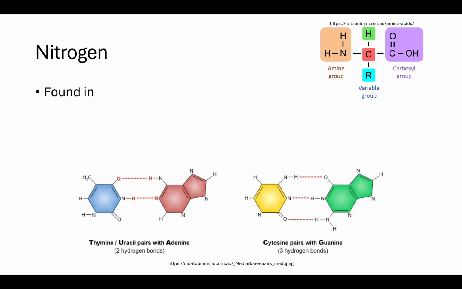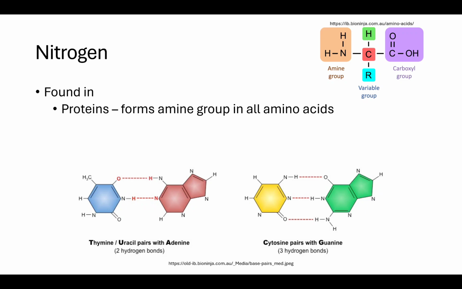And then finally, nitrogen is found in 2 different types of biomolecules. It's found in proteins. So this diagram right here is showing you the generic structure of every amino acid. Every amino acid has a central carbon. It's going to have a hydrogen coming off the top of that. It's going to have an amine group, which you'll see has nitrogen, and it has a carboxyl group and a variable group. What I wanted to point out is the fact that that amine group, which is in every single amino acid, is a nitrogen-based group.